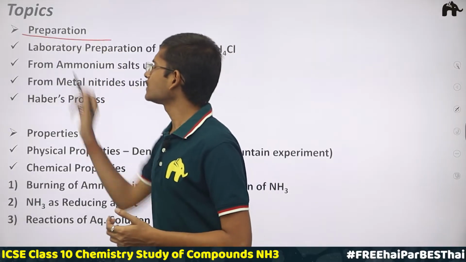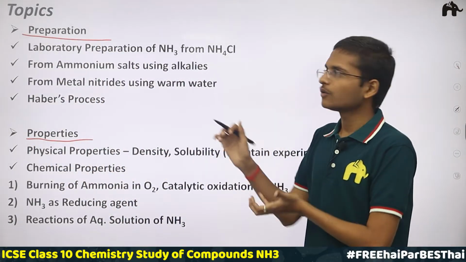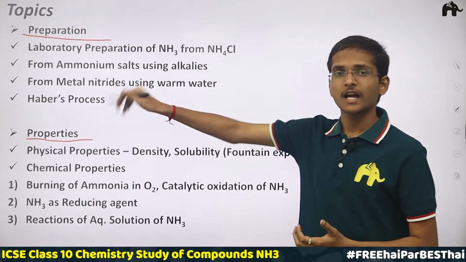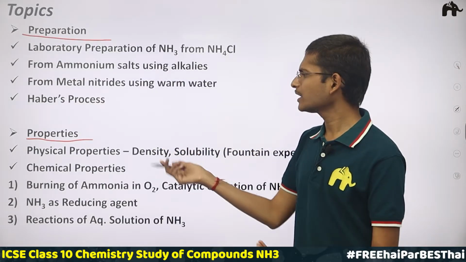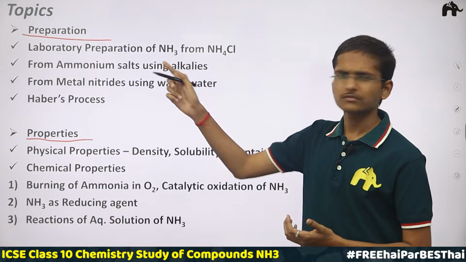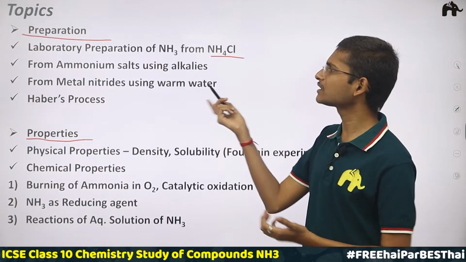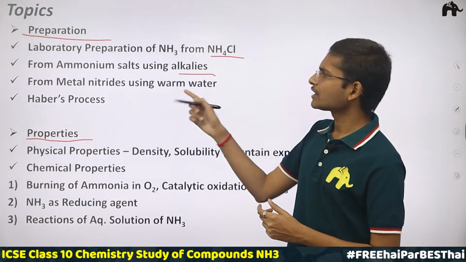Now I have divided this chapter into two main topics. If you see the syllabus, you would find so many topics, but I have just made it simpler for you. First is preparation. We have to study the preparation of ammonia by various methods, and second is properties, where we study some physical properties and some chemical properties. In preparation, we are going to see four methods. First is the lab preparation of ammonia from ammonium chloride. Second is from ammonium salts by using alkalis, and third is from metal nitrides.